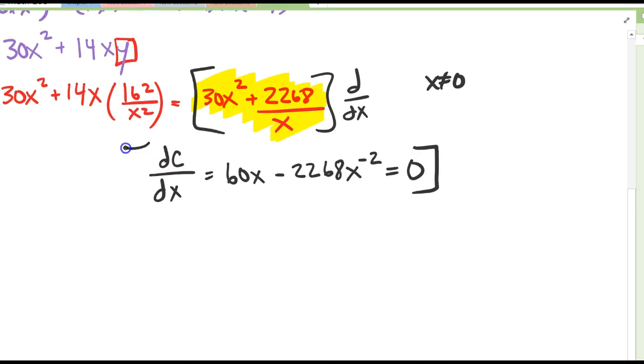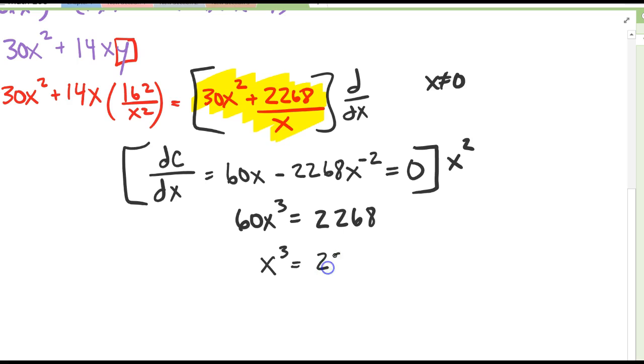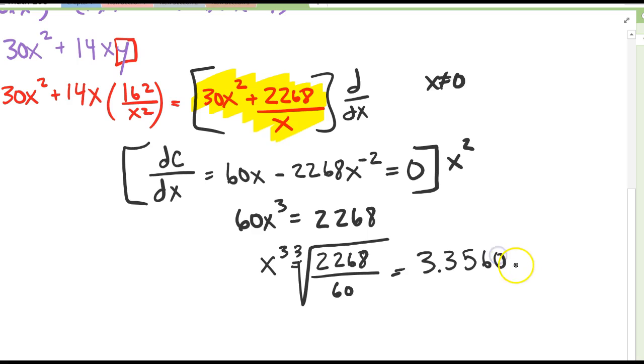So if x cannot equal 0, to solve this, I can multiply by x squared to get 60x cubed equals 2,268 by moving that to the right-hand side. The x squareds cancel. So if I solve this, I get x cubed equals 2,268 over 60. If I take the cube root of that in my calculator, and you could write that to the 1/3 power, that is approximately 3.3560, and it says round to 1 decimal, so that's going to be 3.4.